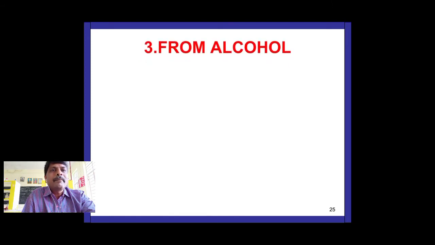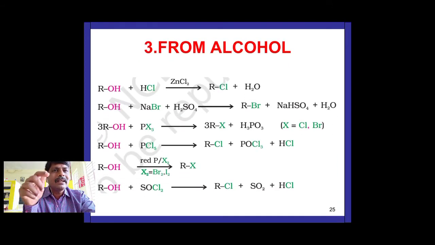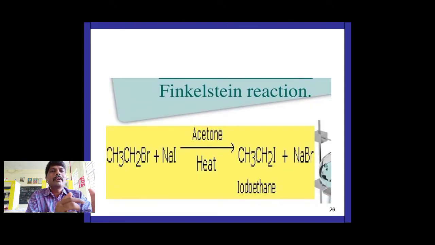Next, one more revision for preparation from alcohol. Alcohol reacts with HCl, salt and acid, PX3, that means trihalide, or PCl5. Even with PCl5 you will get alkyl halide, and thionyl chloride also. So one more method is halide exchange, halogen exchange. Here you can say CH3CH2Br, bromoethane. Now I want iodoethane. Here the haloalkane is bromoethane. We want to exchange bromide with iodide.